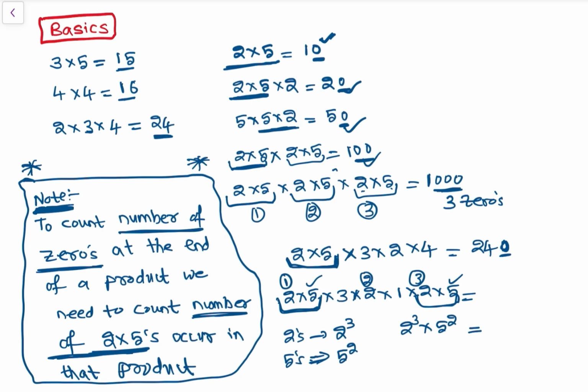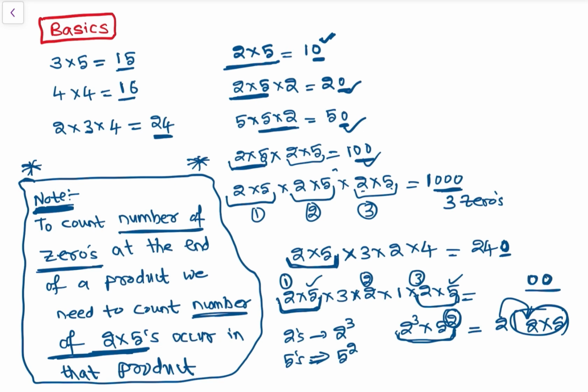So now number of 2 to the power 3 is we get is the least number on both numbers, that is 2. So 2 to the power 2 into 5 पॉसिबल है. सो इसीलिए एंड में 2 zeros आएगा. ठीक है, एंड में 2 zeros आएगा.